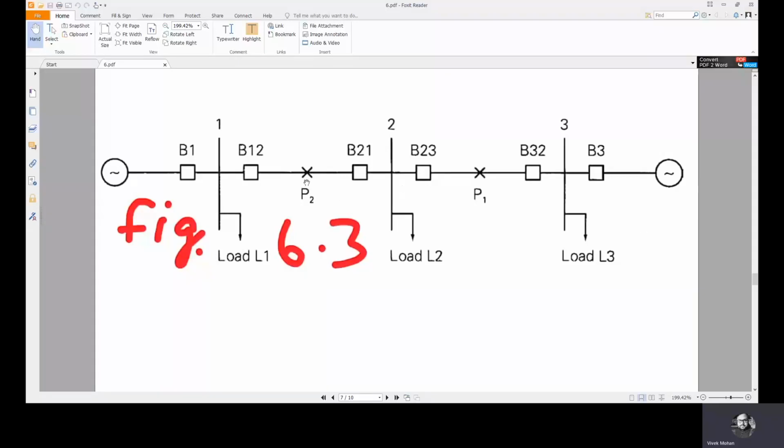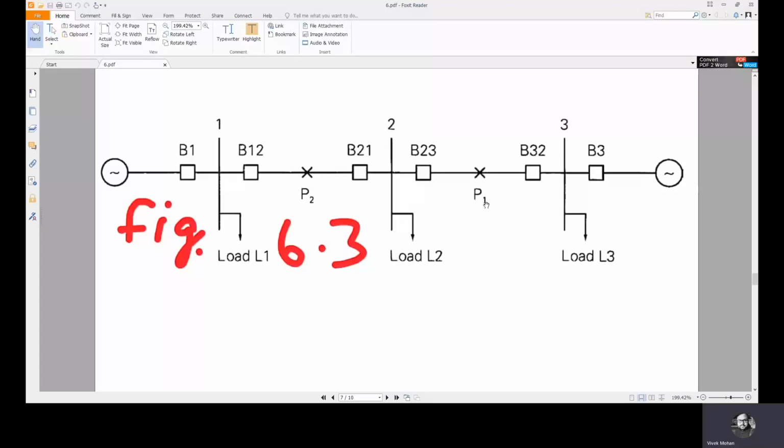If the coordination is not proper between B12 and B23, suppose B12 operates first, then the forward directional fault current is not applicable at B23, because the fault at P1 is supplied from the source on the right side. B23 will not identify a fault current, then B23will not open. So that is why we need a coordination between B12 and B23.